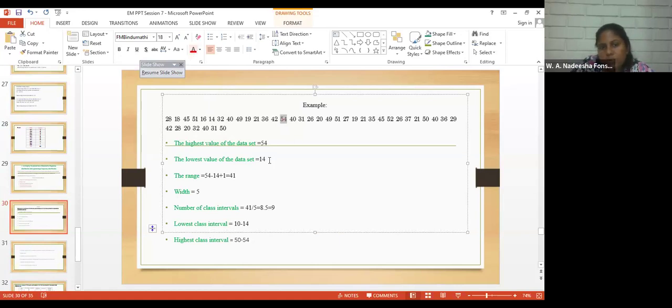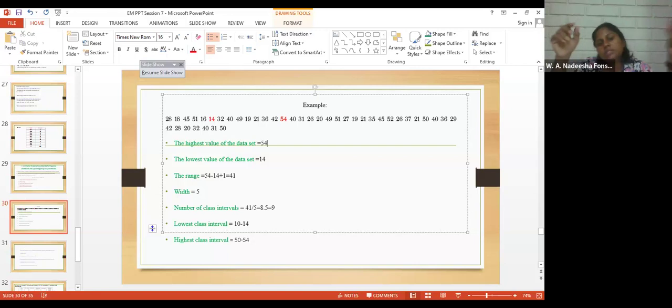Then the lowest value is 14. So by looking at the highest value and lowest value, we can find the range. So the range is 54 minus 14 plus 1. 54 minus 14 is 40. 40 plus 1 is 41. So the range is 41.